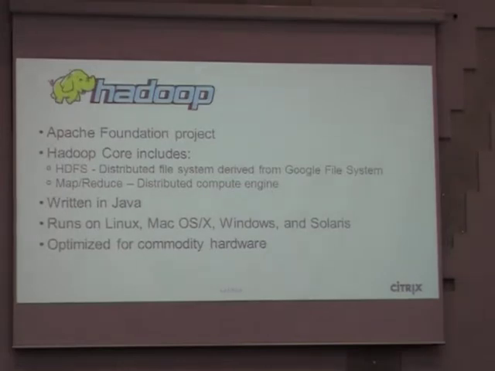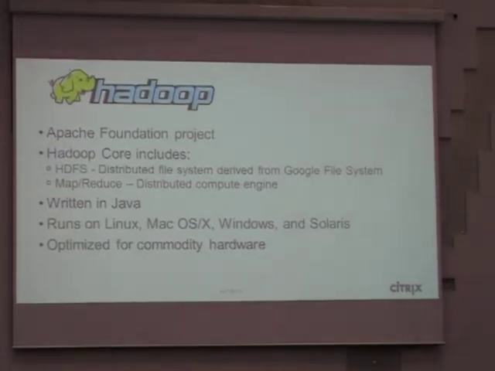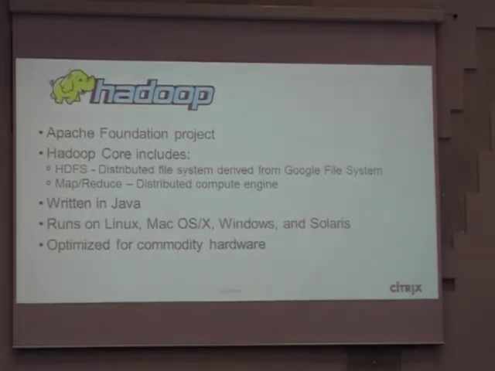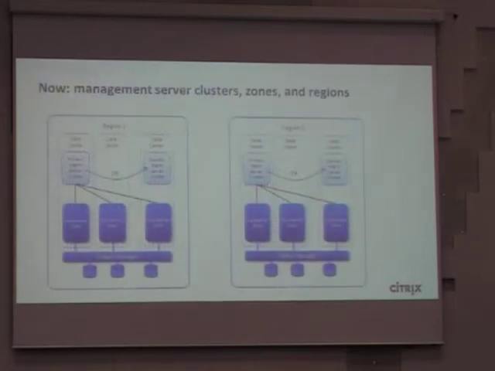It's a distributed file system derived from Google's own distributed file system. It's the open source implementation of the file system technology developed inside Google. And just like CloudStack, it's also written in Java, of course, under the Apache license. So we're very excited about the potential of using Hadoop as the object store solution for CloudStack.